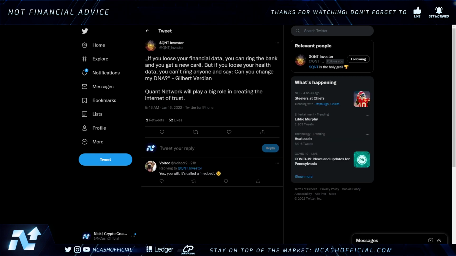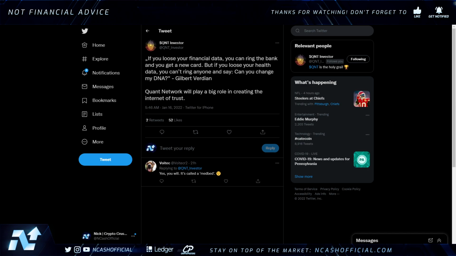We also see here, if you lose your financial data, you could ring the bank and you get a new card. But if you lose your health data, you can't ring anyone and say, can you change my DNA? Gilbert Verdian. I want you to all understand that QNT is not only for payments, though. QNT is not only for DLTs in general. Interoperability is a massive issue even in the healthcare scene. It's a massive issue in IT, Internet of Value, Internet of Things. It's such a huge problem around the world in many overall industries, in many overall markets.